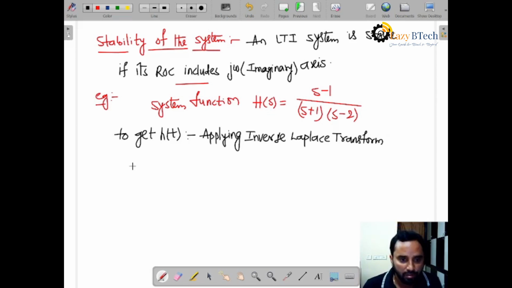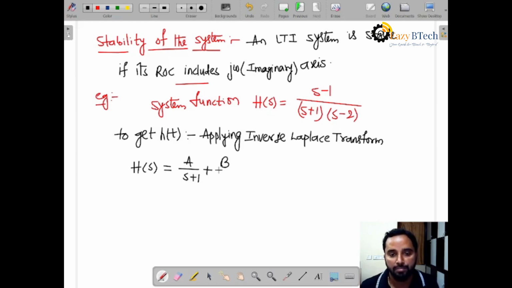So now we have to do partial fractions. Here we get two partial fractions, A and B. Okay, so we need to find the A value. How is the A value obtained? H of s is multiplied by s plus 1. After multiplication, substitute s equal to minus 1.